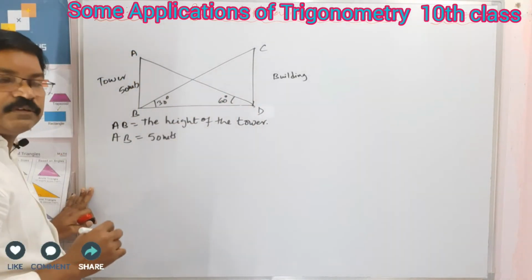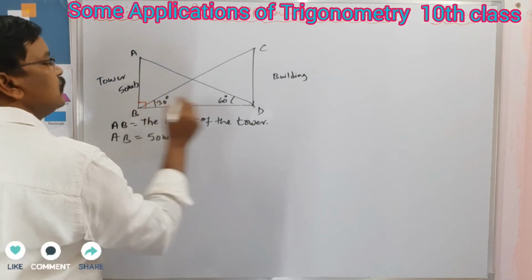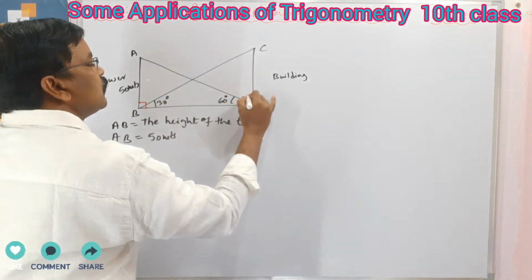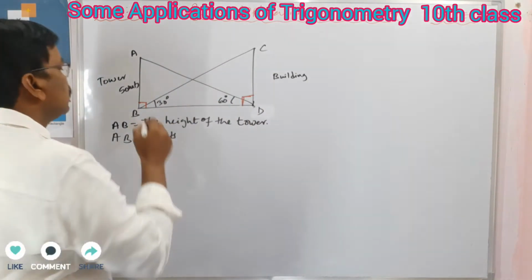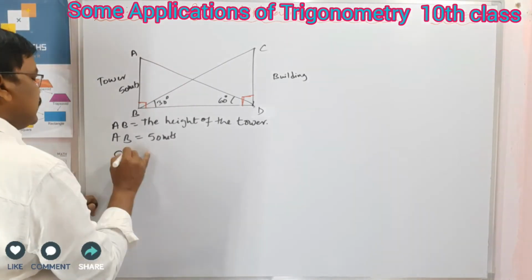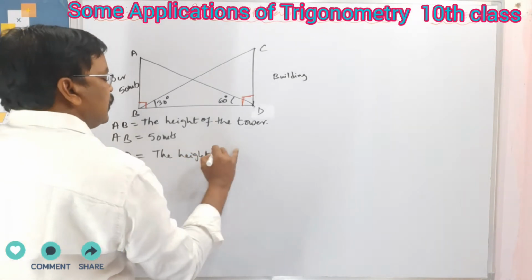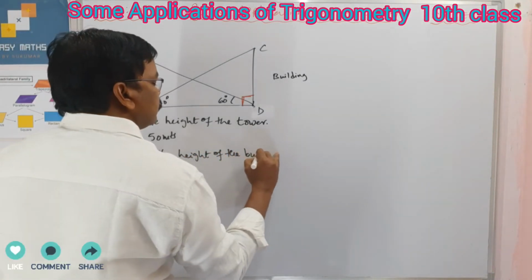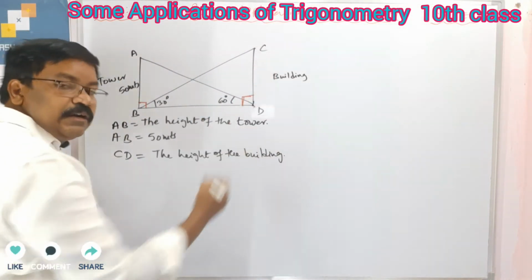AB is the height of the tower. Of course, this angle is 90 degrees, which means this building makes an angle of 90 degrees with the ground. Here also, same. Okay, what is CD, my dear students? CD is the height of the building. We have to find the height of the building here.